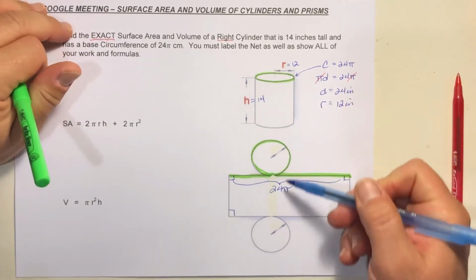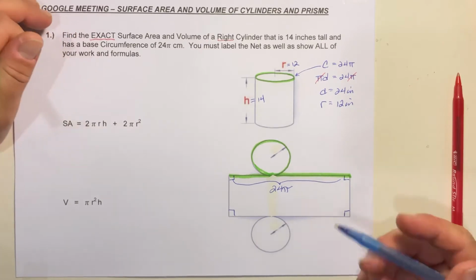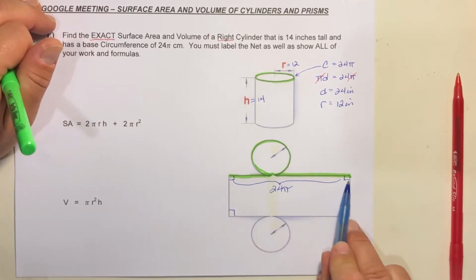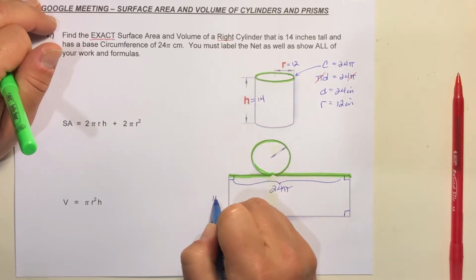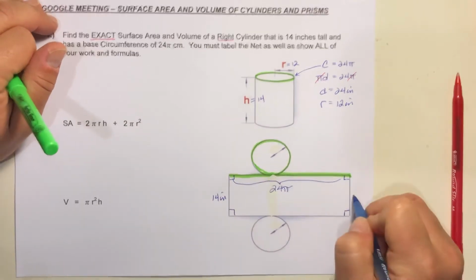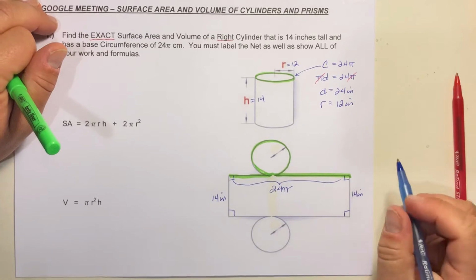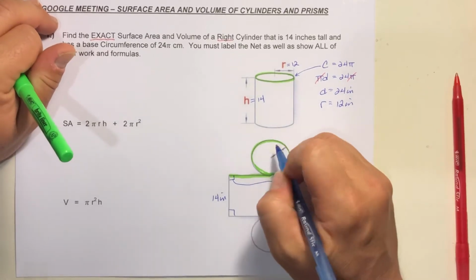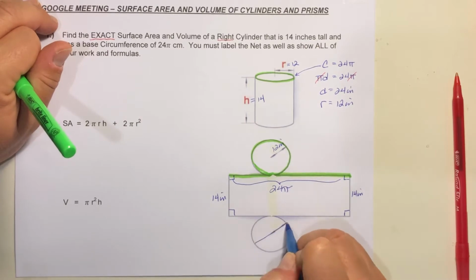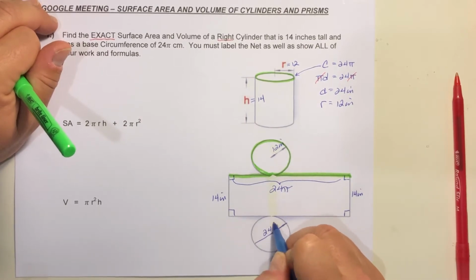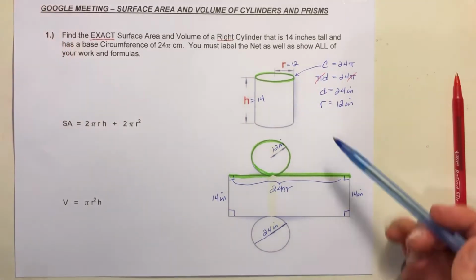But I'm going to come down here to my net. I want to finish labeling my net. So I have the length of the rectangle. I know that the cylinder is 14 inches tall, so I'm going to put 14 inches here. I might as well put it here as well. It's the same thing, it's a rectangle. And then I have my radius of 12 inches. And down here, if I wanted to, I could also write 24 inches is the diameter.